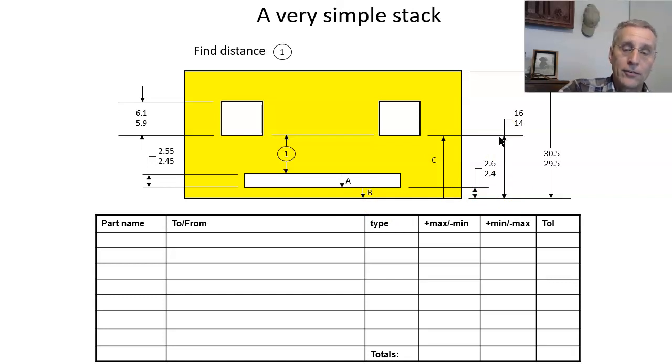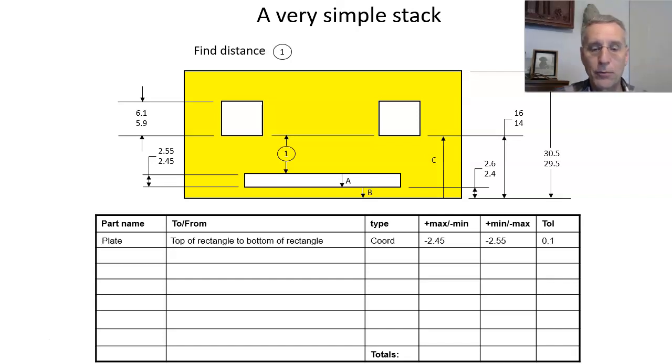You have to understand stack paths. You need to be able to figure out your stack path before you even start with doing your stack or using the Stacks Wizard. The Stacks Wizard assumes that you can figure out a stack path, and it helps you fill in the stack form based on the stack path. So in this case, we would start out with line 1 going from the top of the rectangle to the bottom of the rectangle. It's a coordinate tolerance, and with our stack form, we have this plus max, minus min, plus min, minus max.